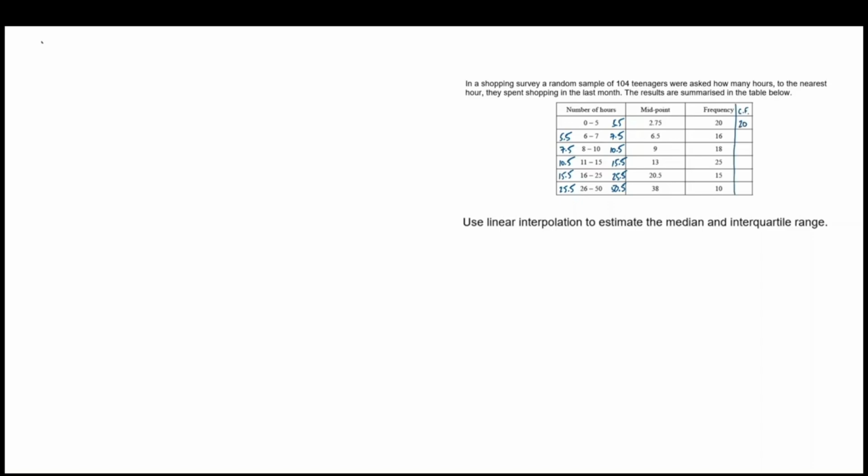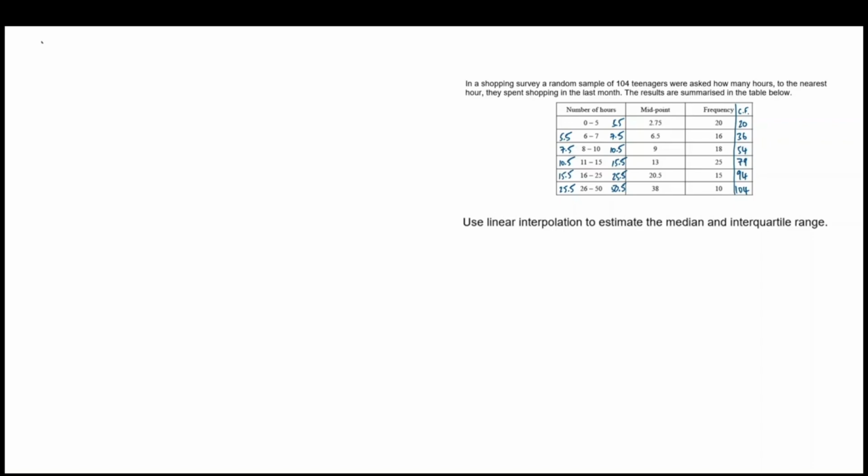Linear interpolation is going to need a cumulative frequency, so we'll add the cumulative frequency as a column over here. And since the sample size was 104, we know that the cumulative frequency has been done correctly as well. So that's a little sense check that we should always be able to use.